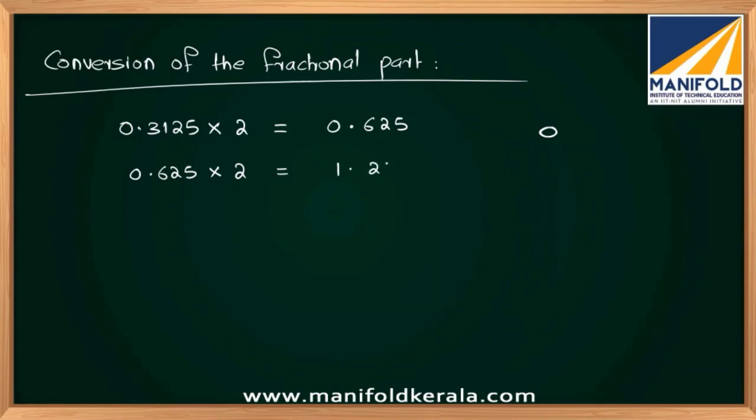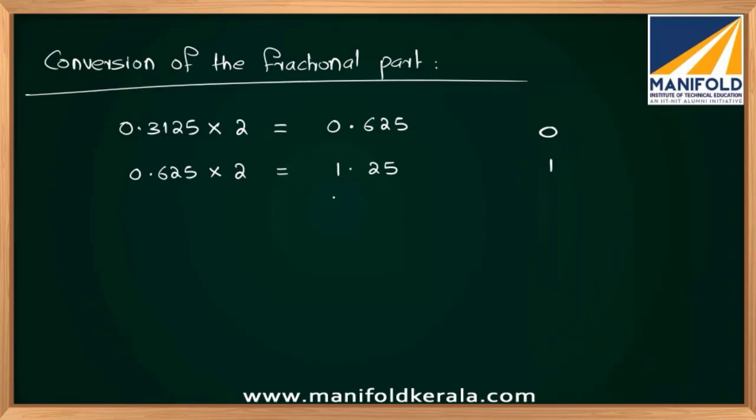It will be 1.25. In this 1.25, take this 1 to this side. We want to keep track of the integer part which you are getting in this multiplication, and leave the fractional part that is required for the next level of multiplication. So we want to keep track of these zeros and ones here.